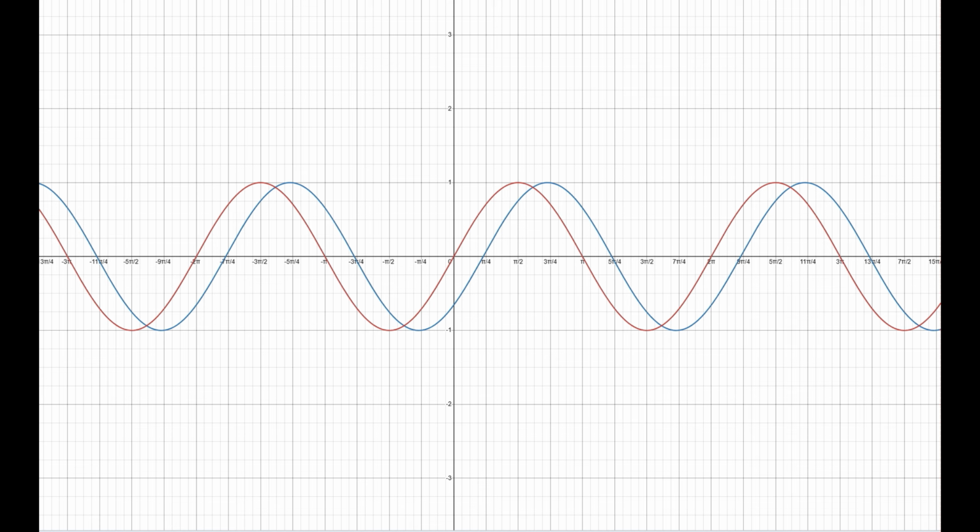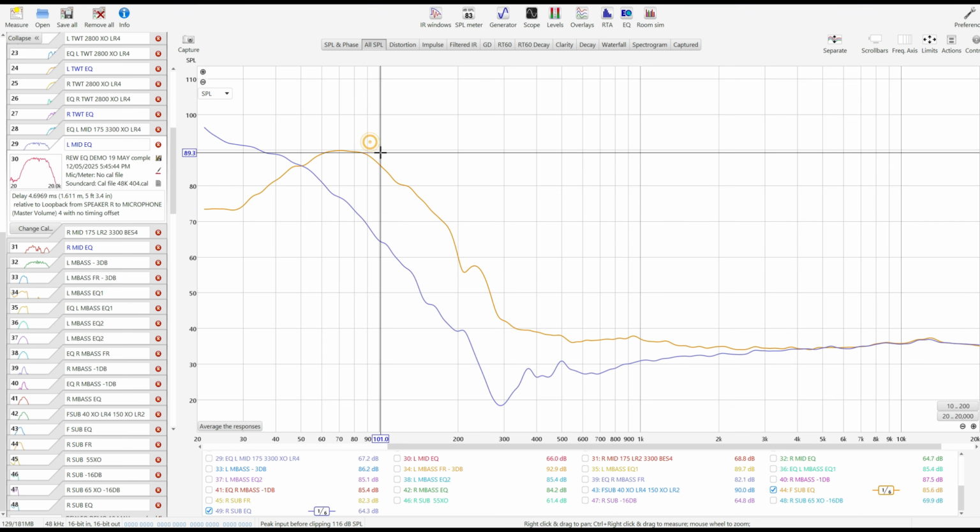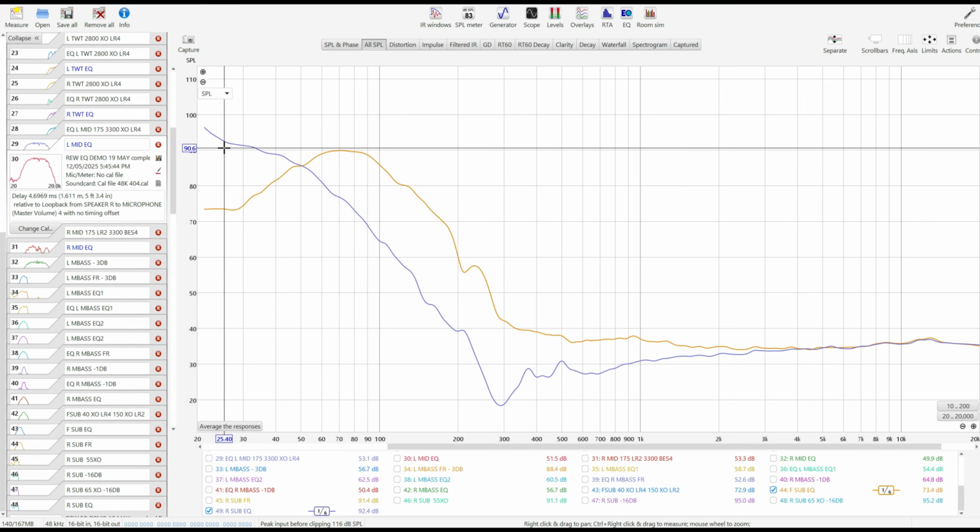Now this is important because when we look at the phase graph in REW, it uses the term degrees. So let's go have a look in REW and I'll explain what I mean. Alright, so for this example I'm just going to use the front and rear subs. So here is the rear sub in purple, here is the front sub in orange, and they're playing from about 100, and then they start to roll off, and down.